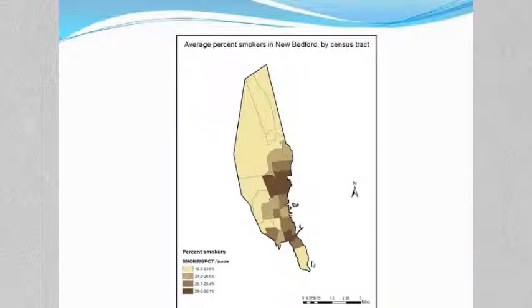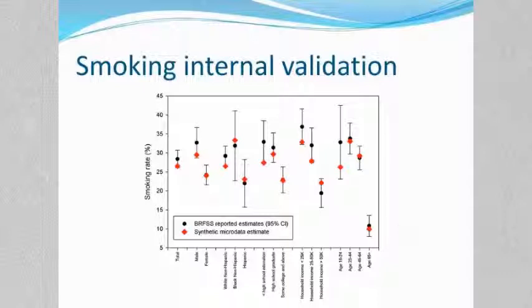To be clear, this is not something that could necessarily be directly validated. The point of doing this is to generate data at a spatial resolution that you could not obtain through available surveillance data. So you could not directly validate this map per se, but we could look at the demographic patterns and see how well it replicates other data. And so this is an internal validation.